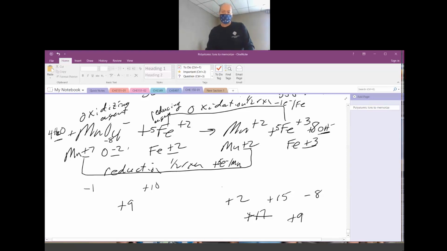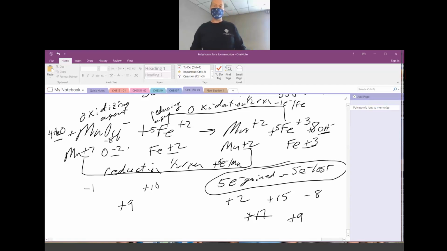And you would say that 5 electrons gained equal 5 electrons lost. For a problem like this, that would be extra credit. You would see that you had 5 electrons gained and 5 electrons lost. Balancing it, extra credit. Getting the oxidation numbers, labeling oxidation half reaction, reduction half reaction, oxidizing agent, reducing agent, that is regular credit.